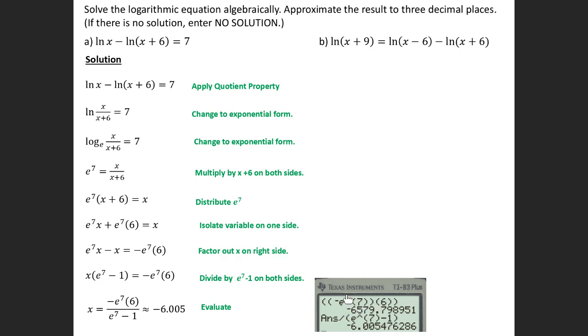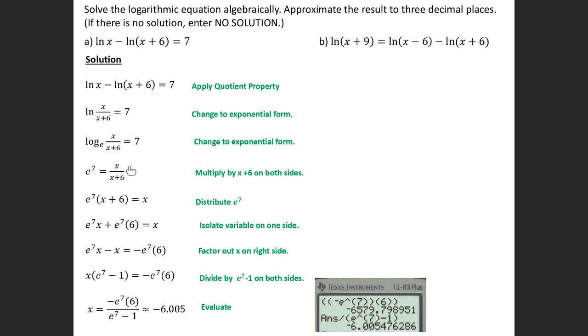If you're not sure where to put parentheses, then do it one at a time. Negative e to the 7, and then you can press enter, and then times 6, and then enter, and then divide by e to the 7th minus 1. Put that in parentheses. Or you can add your parentheses here, because some calculators are really tricky. If you don't have parentheses, it might give you the wrong answer. Okay, so this approximates to negative 6.005.